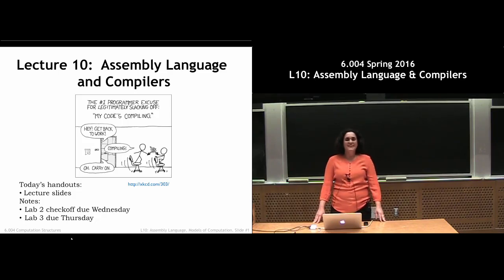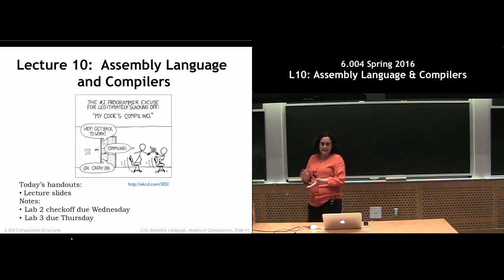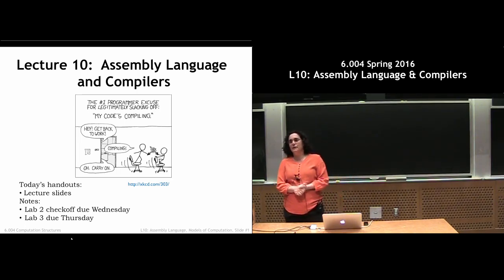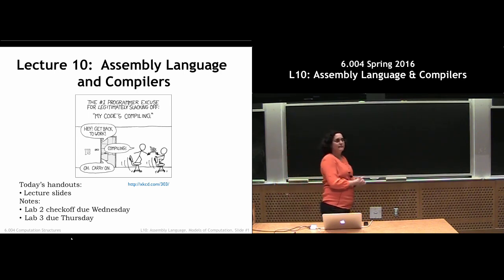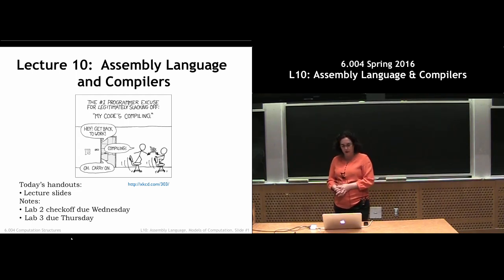Okay, great. So today we're going to learn about assembly language and compilers and how we can use both of them in order to take one level of abstraction and convert it into code that can run on our beta.